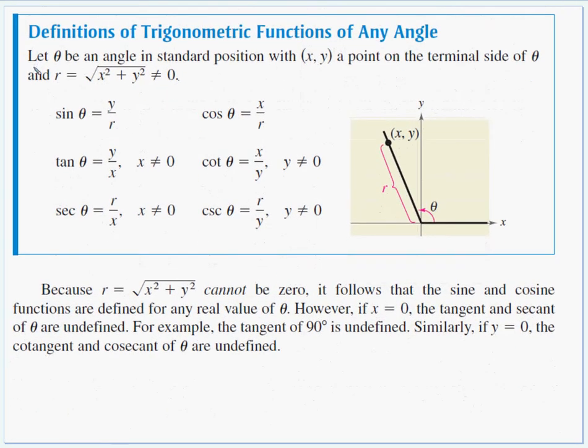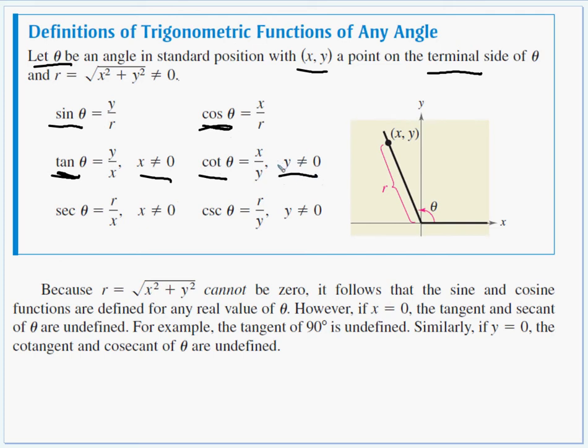So let theta be an angle in standard position. X comma y is a point on the terminal side of angle theta. R value is x squared plus y squared underneath a radical. So the sine value is the y coordinate over the r distance, the distance from the origin. Sine is y over r. Cos is the x coordinate over the r distance. And then tangent is the y coordinate over the x coordinate as long as x is not 0. And we could find cotan by turning this one over, so that'd be x over y.